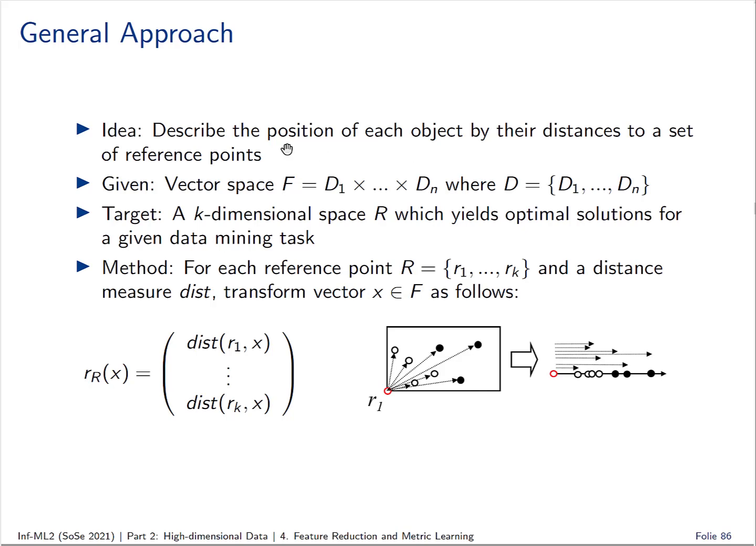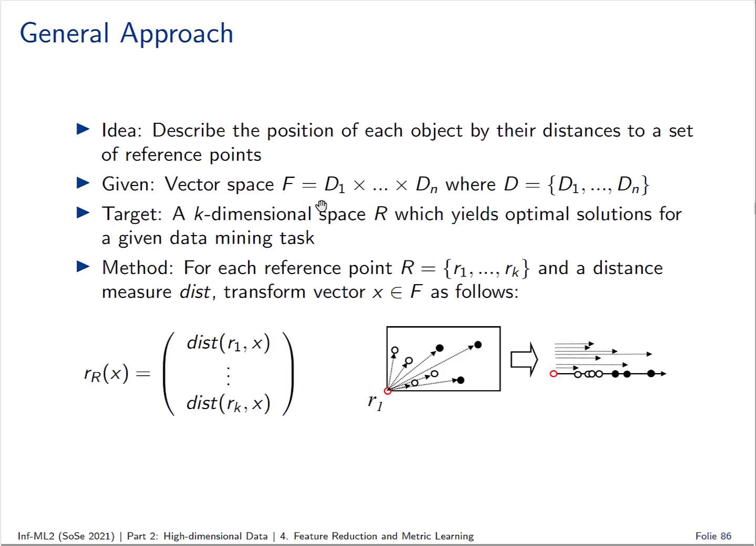The idea is very simple. We describe the position of each object by its distances to a set of reference points. That means we just define some reference points, sometimes also called landmarks, and then for each observation in our data set, for each feature vector, we compute the distance to all the reference points, to all the landmarks.